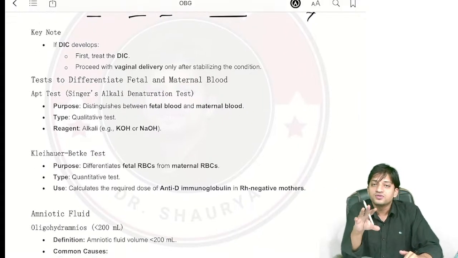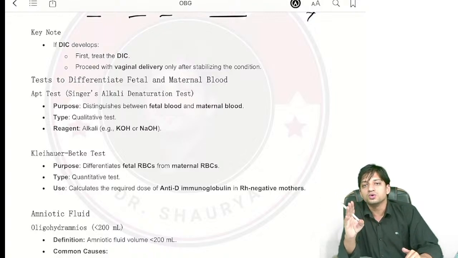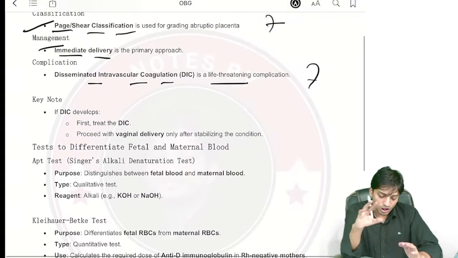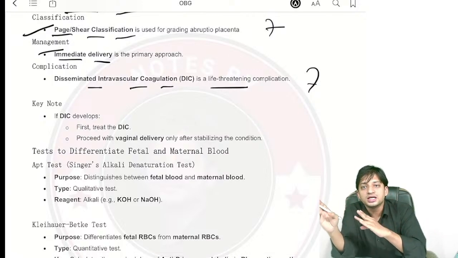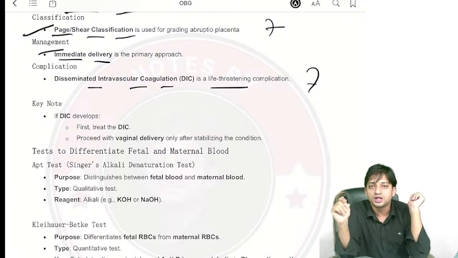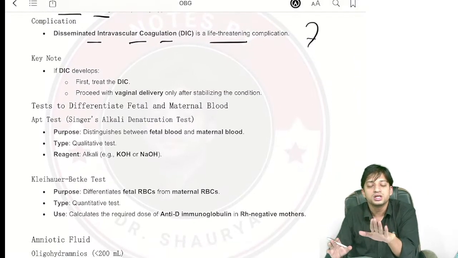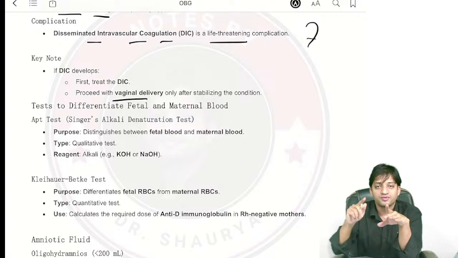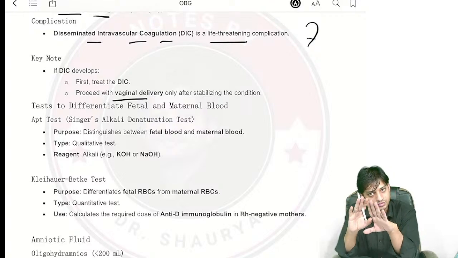So what if DIC develops? If they give you in the question that the patient has developed DIC, what will be your next step of management? See, generally you were first doing immediate delivery, but if the patient is in DIC or hemodynamically unstable, then what will you do? You will first treat the DIC, that means manage the patient, go for hemodynamic stability, then you can proceed with vaginal delivery only after stabilizing the condition, right?